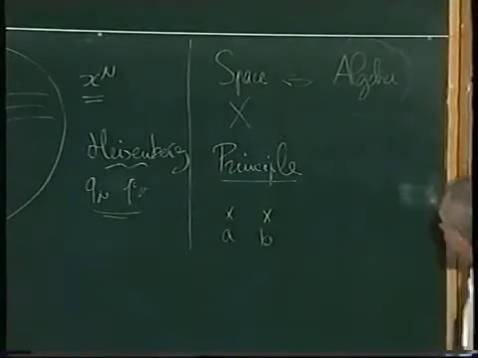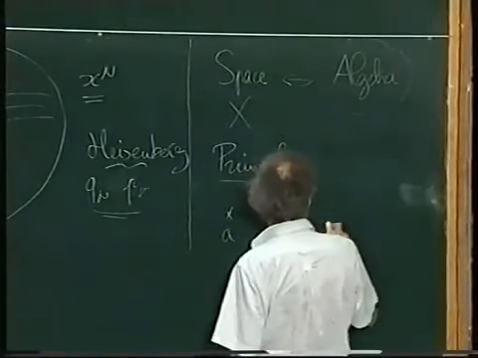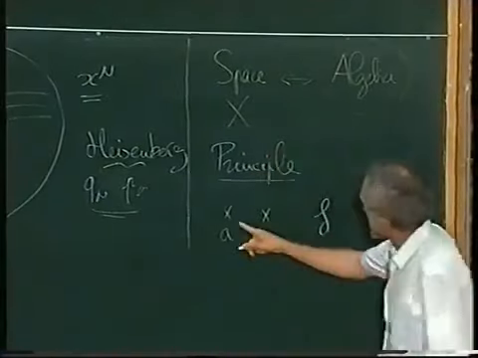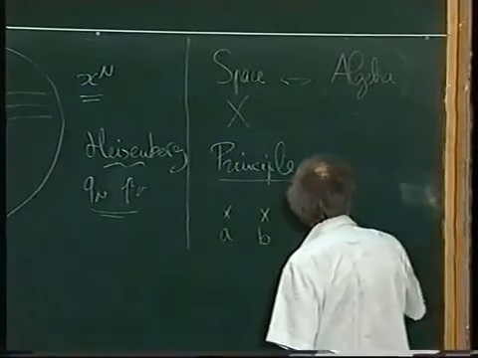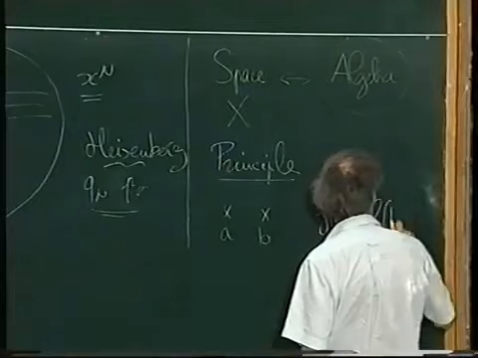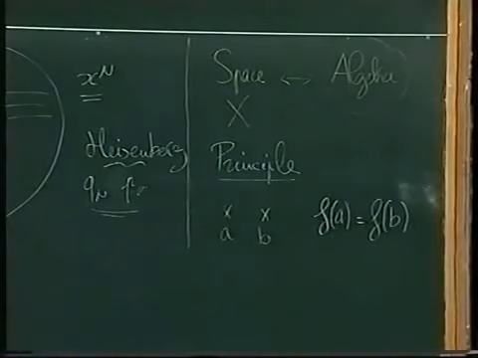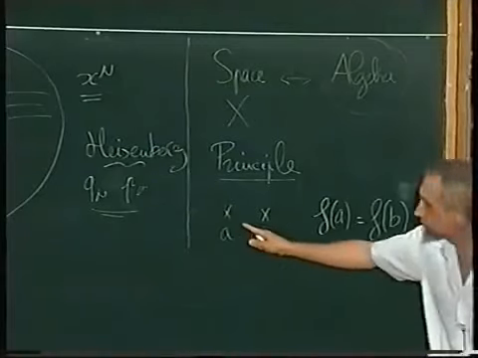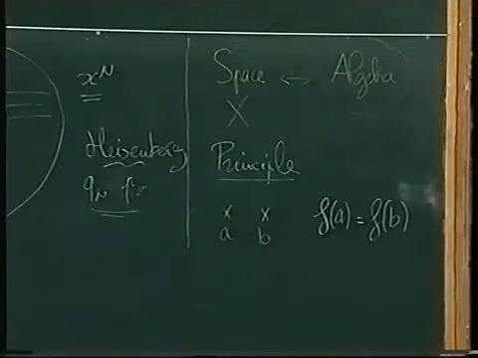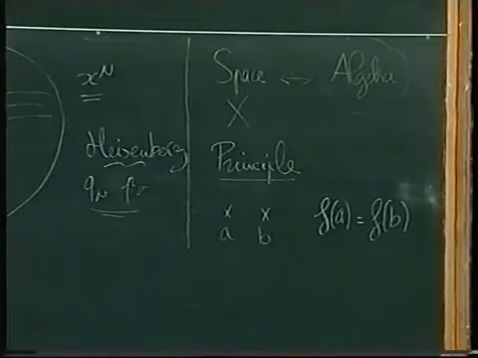Now, the most naive way to identify these 2 points would be to consider the algebra of functions on these 2 points, and take the subalgebra of functions which satisfy f of a equals f of b. This is the first naive way, taking functions which take the same value at a and b. Now, it turns out that there is a slight variation on this, and it is the following.